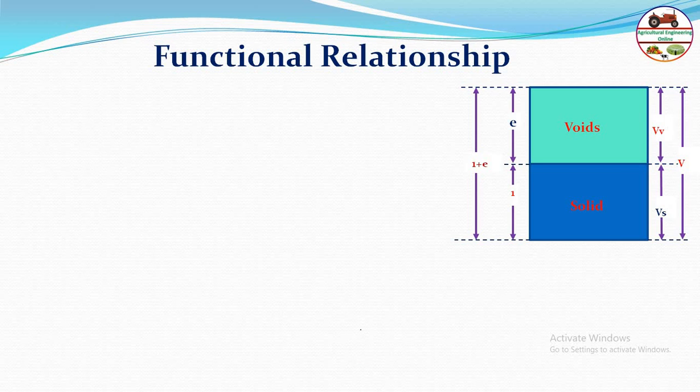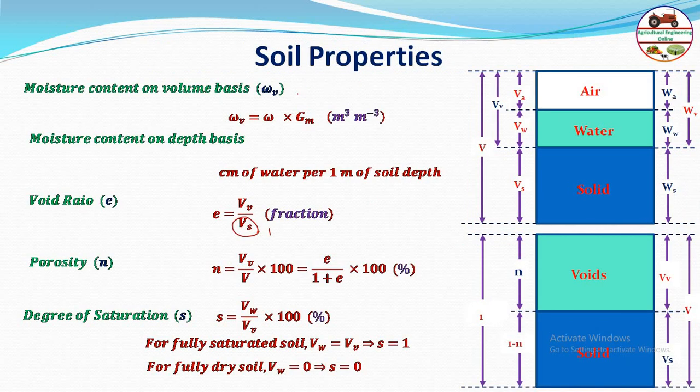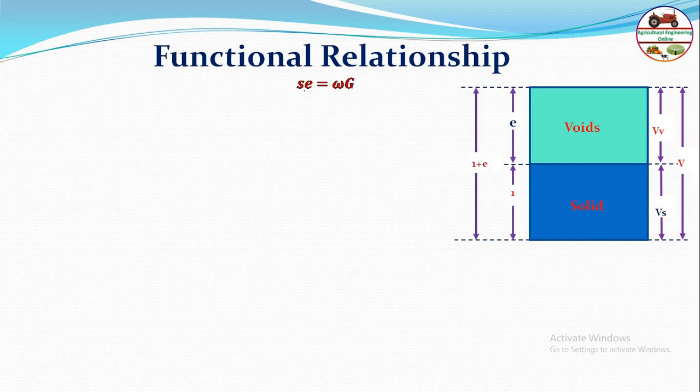Next, there are different relationships between the different properties. Let us take the degree of saturation and the void ratio. If you multiply degree of saturation and void ratio, it will be equal to moisture content on weight basis into specific gravity. So this is a simple relationship you should remember.